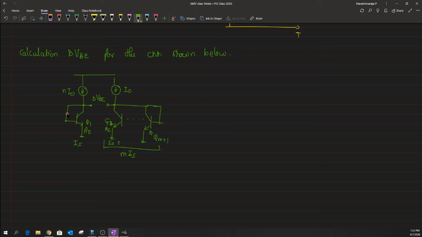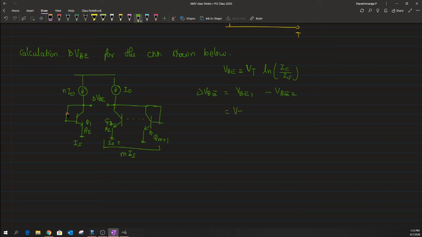Now we know that delta VBE is defined as VBE1 minus VBE2, and one can also recollect the formula for VBE. Let me write it: VBE equals VT times ln of the collector current divided by the saturation current. So we will use this equation in order to write down these values.